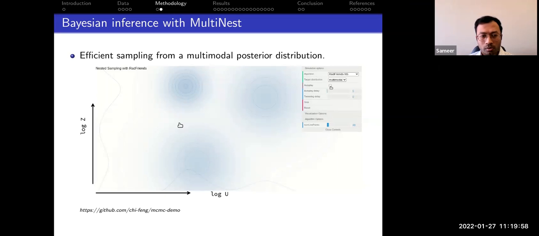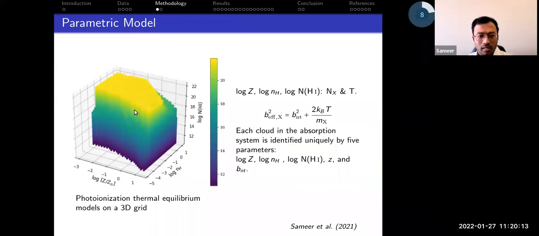So to explain how this sampling works, I'll make use of this simulation taken from here for a multimodal distribution. So assume that this is a two-dimensional parameter space, unlike the three-dimensional here. So we'll assume that the log N(HI) is a constant. So we are drawing from a plane of this Cloudy grid.